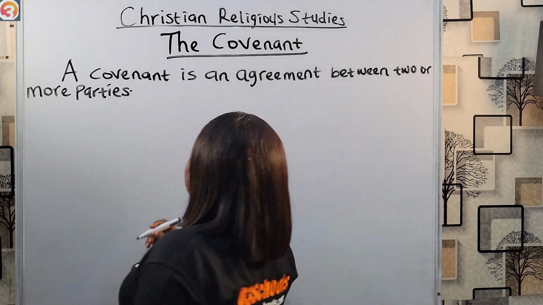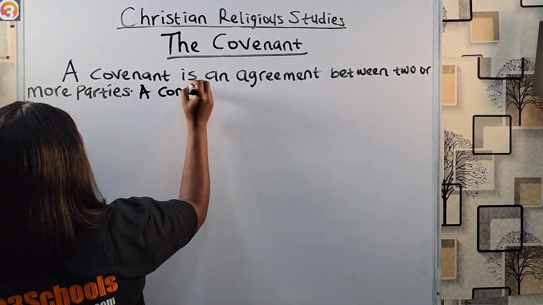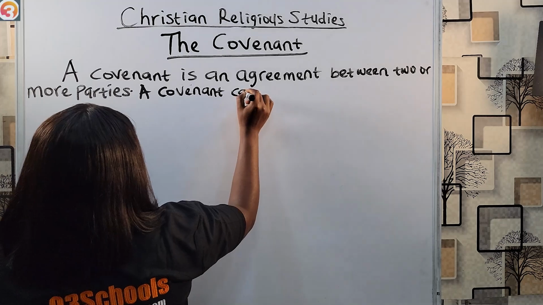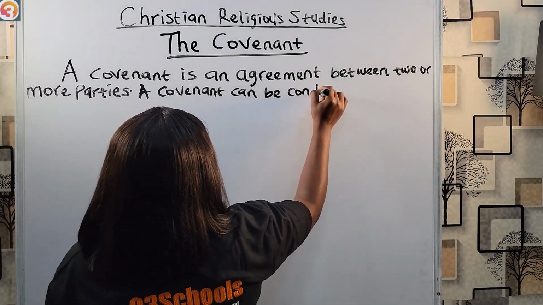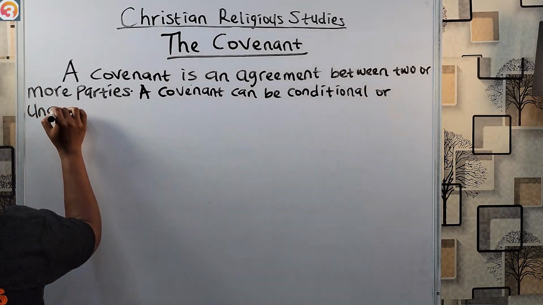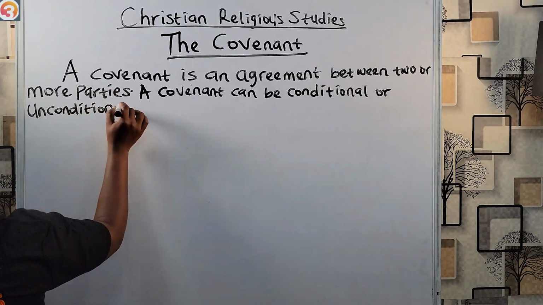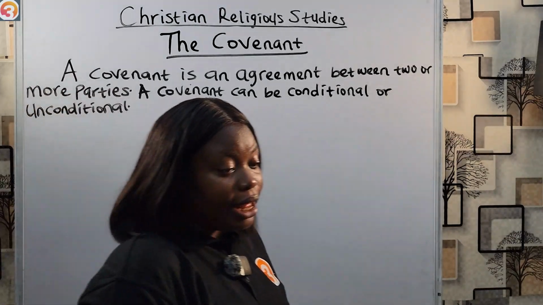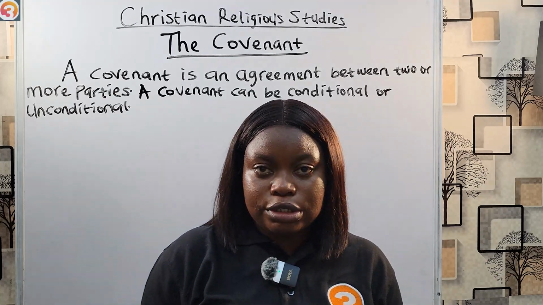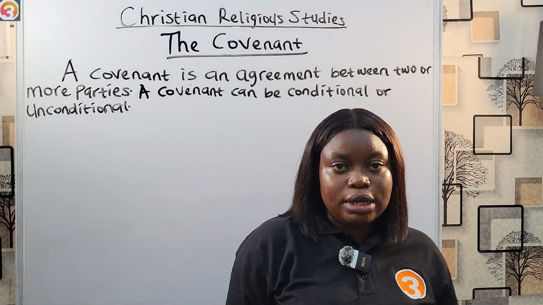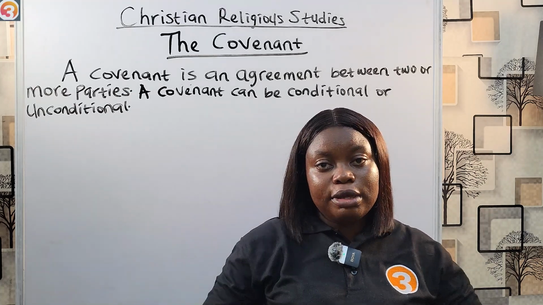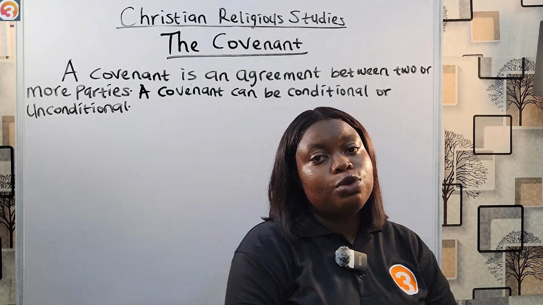Now, a covenant can be conditional or unconditional. Conditional if the covenant depends on stipulations. If there are stipulations given, then you say the covenant is conditional. If parties do not hold up to their own end of the bargain, the agreement is off. But it is unconditional if there are no stipulations.